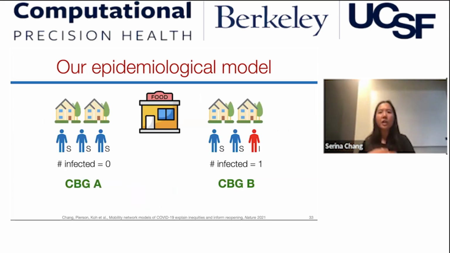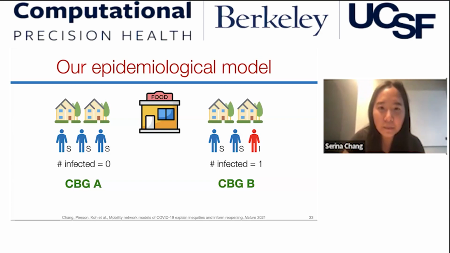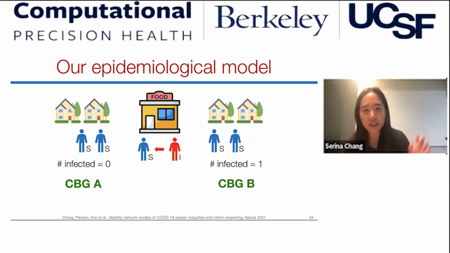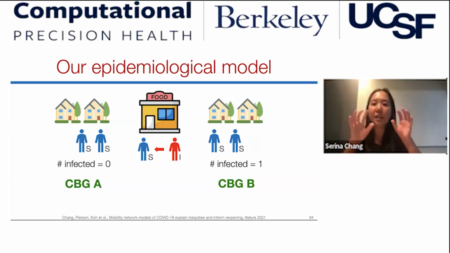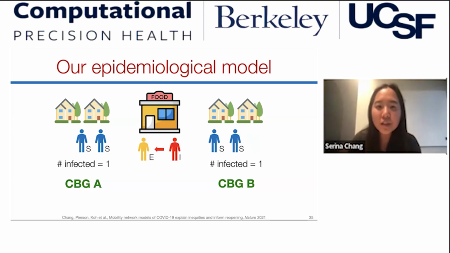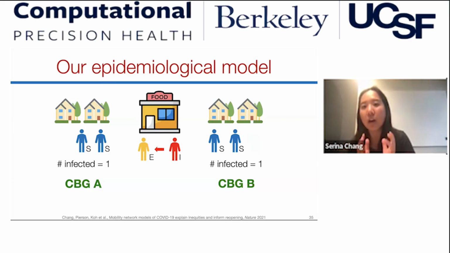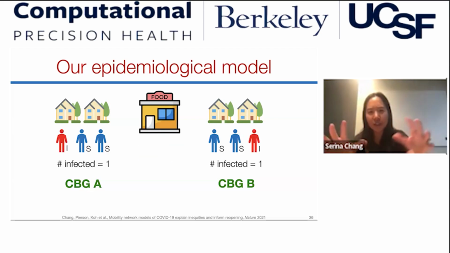And let me give you a toy example to explain how the model works. So let's assume there's only 2 CBGs for now, and only one person in CBG B is infectious. So if that infectious person and a susceptible person from CBG A show up at the same point of interest, maybe a grocery store, now there is some risk that the infectious person infects the susceptible person. And let's say, unfortunately, that happens. So now the susceptible person will become exposed, meaning they are infected, but not yet infectious. And after some time, they both go home, and the exposed person also transitions into infection.